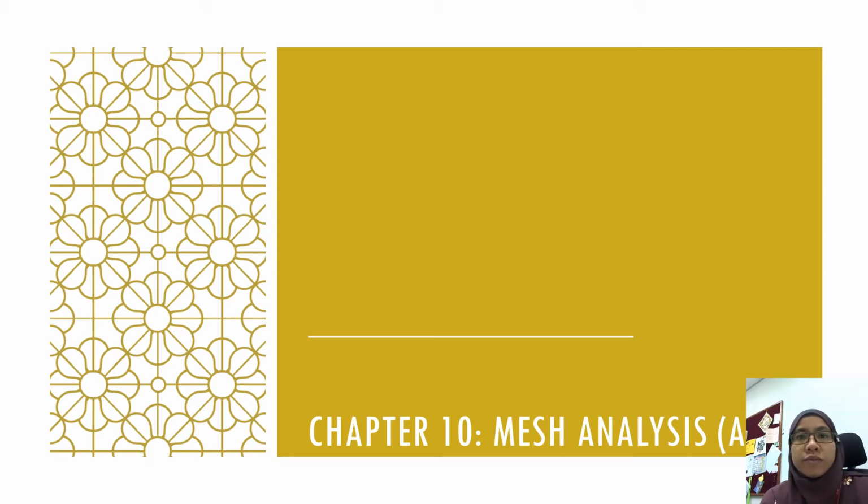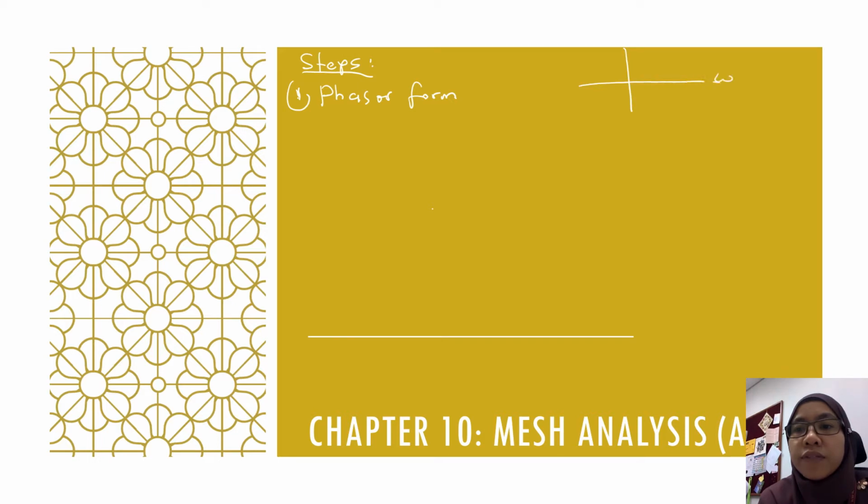So we need to figure out the steps of this mesh analysis. Number one is you need to build up a phasor form diagram. Remember to convert everything in cosine form. Let's say you have a sine, then you convert it to cosine. You need to minus with 90 degree. And if you have minus sign here, then you need to plus with 90 degree. And this is a cosine.